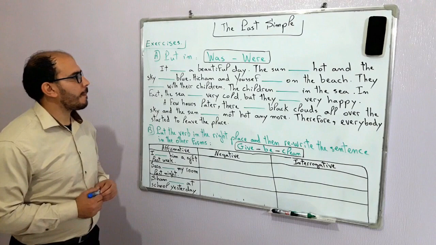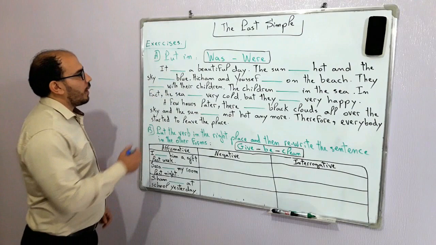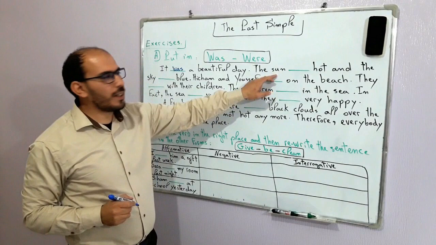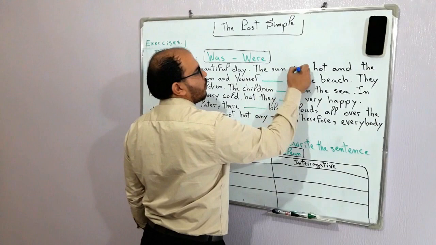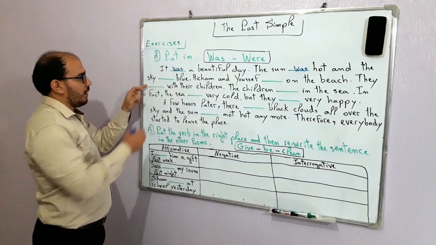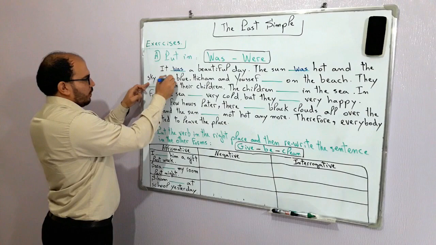Right, so first we have: it a beautiful day. We have it, we don't say it were, so we say it was. The sun hot. When I say the sun, it can be replaced by it. It was hot. The sun was hot. And the sky blue. The sky can be replaced by it. So was. The sky was blue.